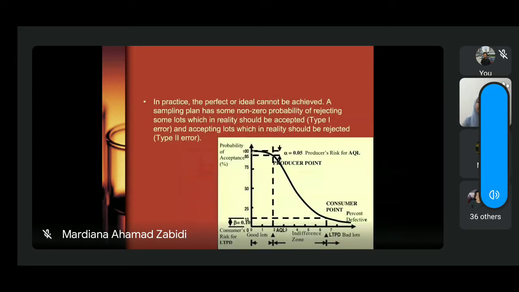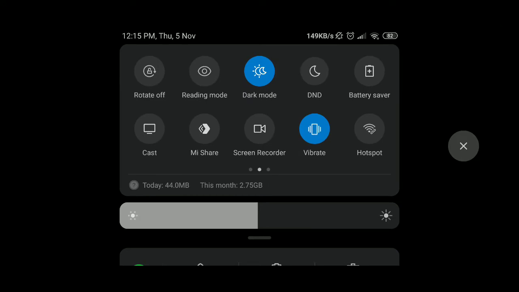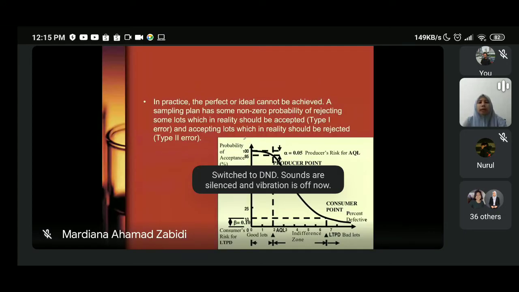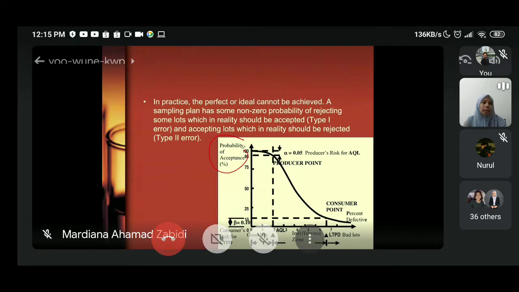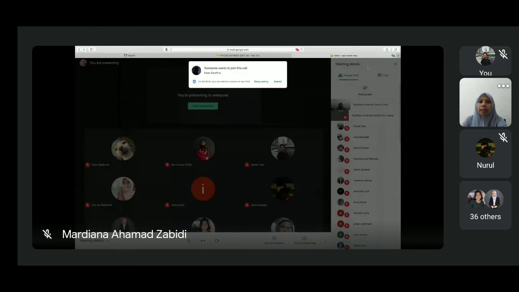But in practice, we will have this kind of OC curve. OC curve whereby the y-axis is the probability of acceptance, and the other axis is for what percent we accept and what percent we reject. Sekejap.